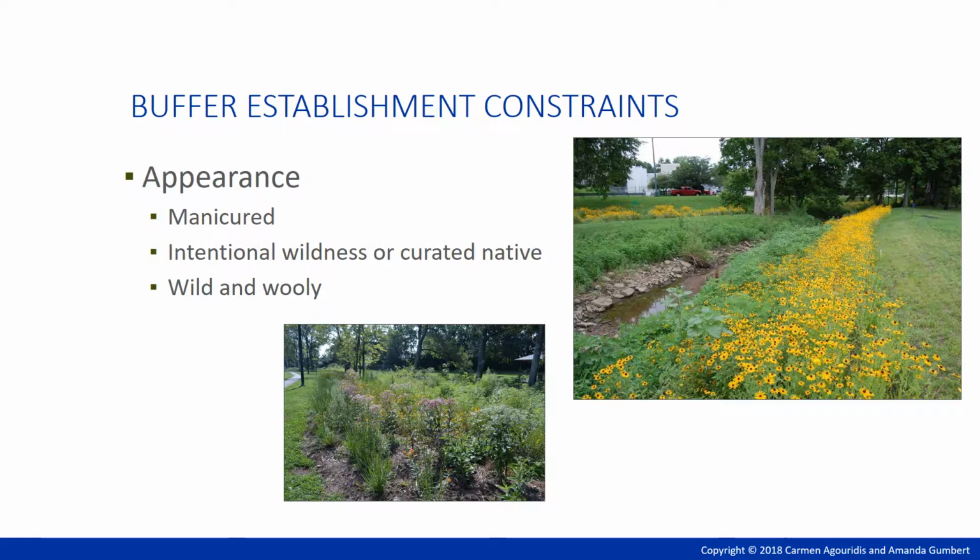Sometimes a good compromise is intentional wildness or an area of curated native plants that provides ecosystem services without looking forgotten or overgrown. Strategically planting masses of color and delineating boundaries with mowed edges, signage, or benches will help soften the transition from mowed grass to native plant community. Appearance may also be dictated by the resources available for maintenance.